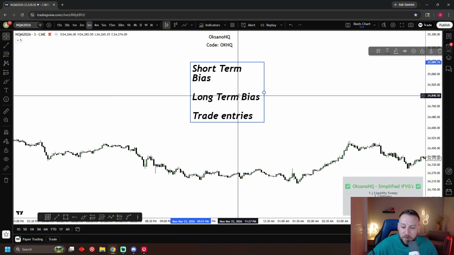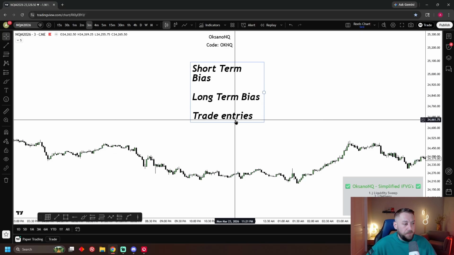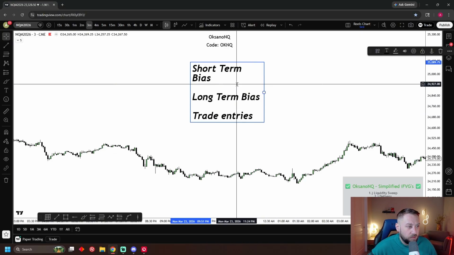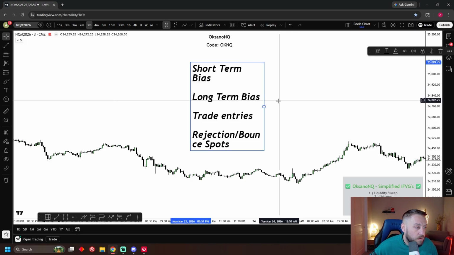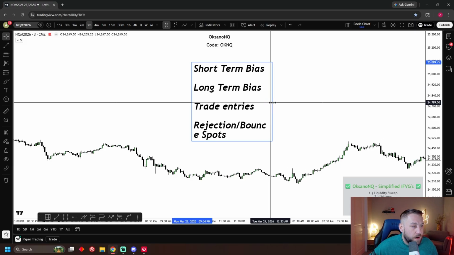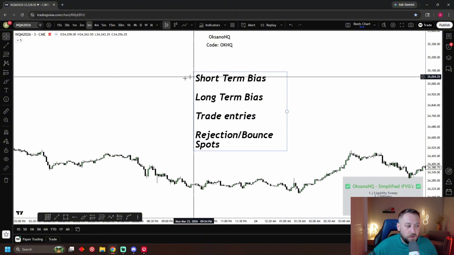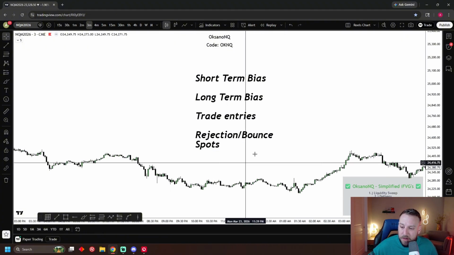Okay, and there's one more that I like to use. I know it's going to sound similar to short-term or long-term bias, but I have two specific time frames that I like to use for rejection/bounce spots. All right. So these are the four main things that we use time frames for.